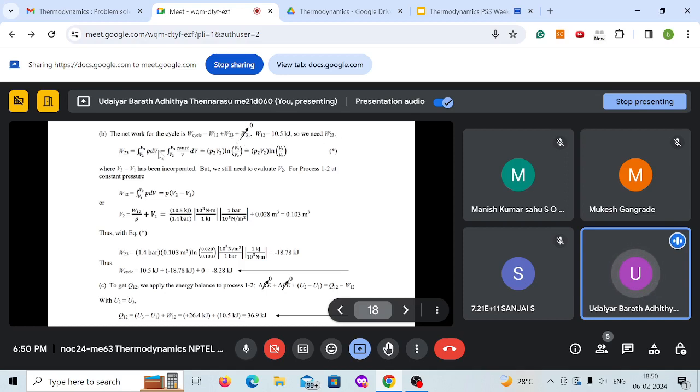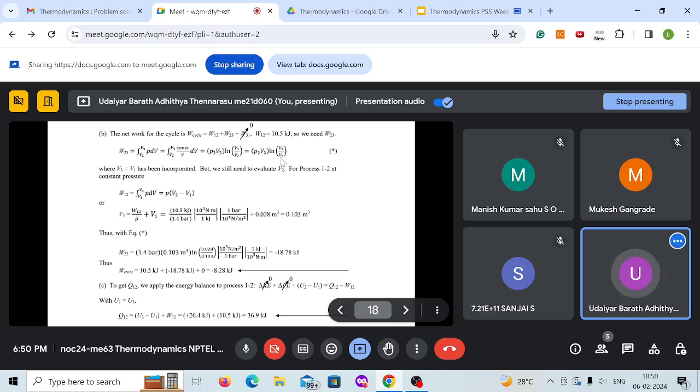So W23, we already know the expression for an isothermal process, where PV equals constant. So it is PV ln V2 by V3, or P2 ln V1 by V2, because at constant pressure V3 equals V1. We know state V1, but we don't know state V2.